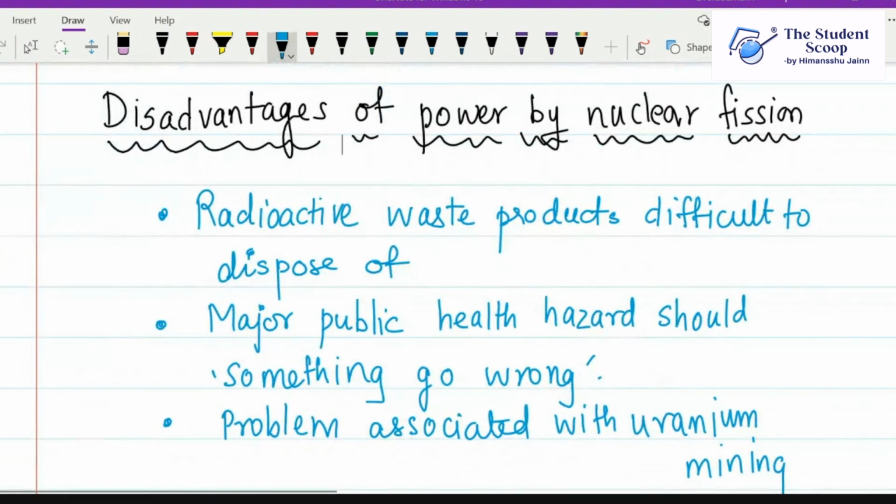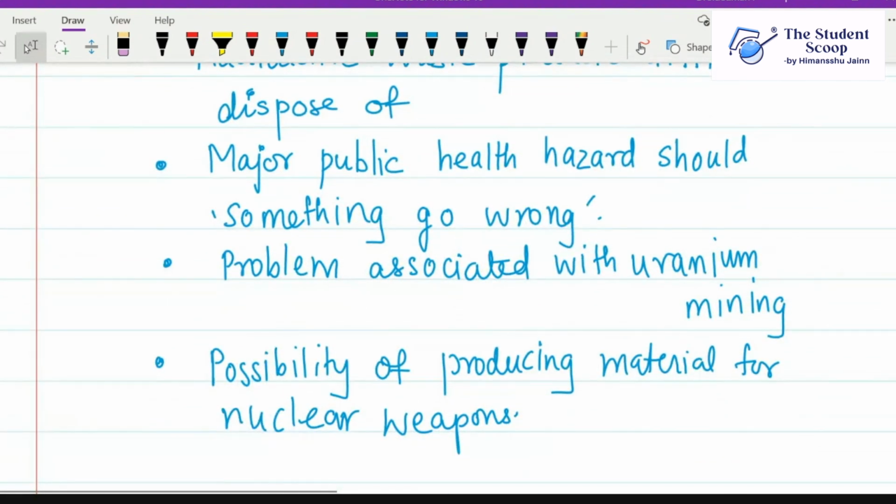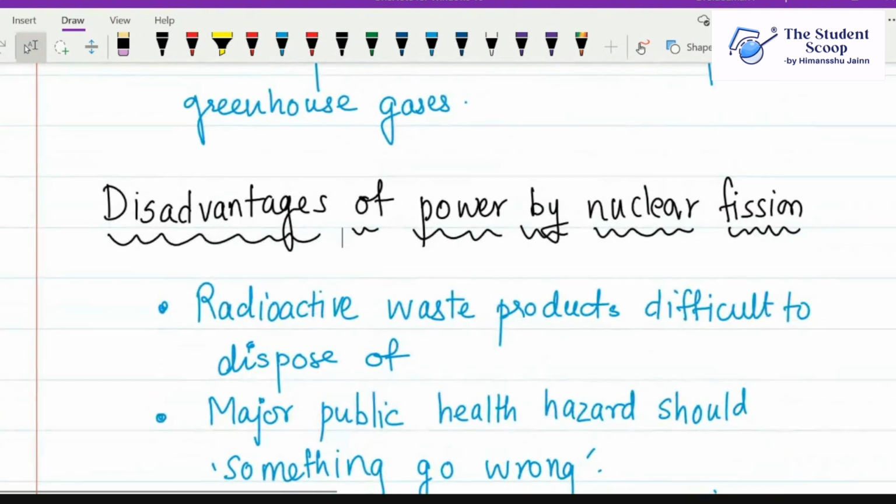Now, what are the disadvantages? The disadvantage is the nuclear waste that is generated. Usually the fuel rods and everything are confined under very large, thick concrete, so that any kind of radiation leak is prevented. But the radioactive waste product is very difficult to dispose of. So we usually dig deep underground tunnels or bunkers where we store all this radioactive waste. Also, a major public hazard is possible if something goes wrong. We have an example like Chernobyl, where there was a meltdown of the core because of uncontrolled conditions. And there is also the problem associated with uranium mining, and the possibility of producing material for nuclear weapons. All those things are probably the disadvantages of nuclear fission.